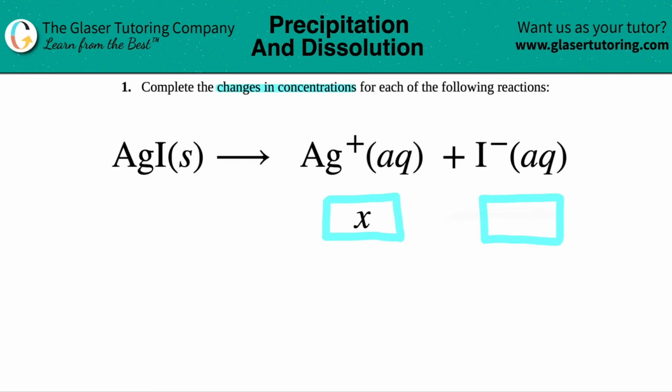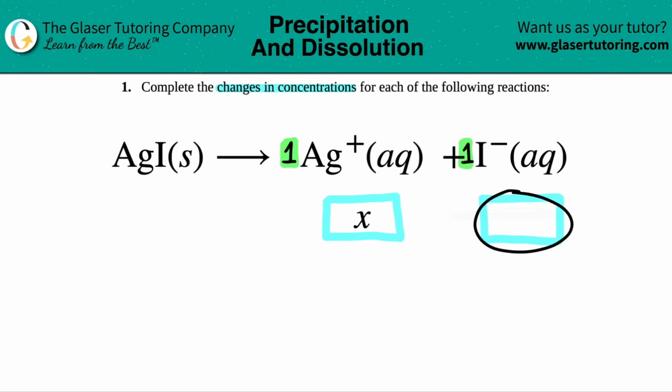Remember, when you're doing your changes in concentrations, we always look at the coefficients, so the big numbers in the front of a balanced equation. Now, in front of the silver plus charge, there was no number. That signifies that there was just one of them. And that's why this is just 1x. But if it's 1, you don't have to say the number, so that's why it's just x. In front of I-, there's also no number in front, so that's also 1.